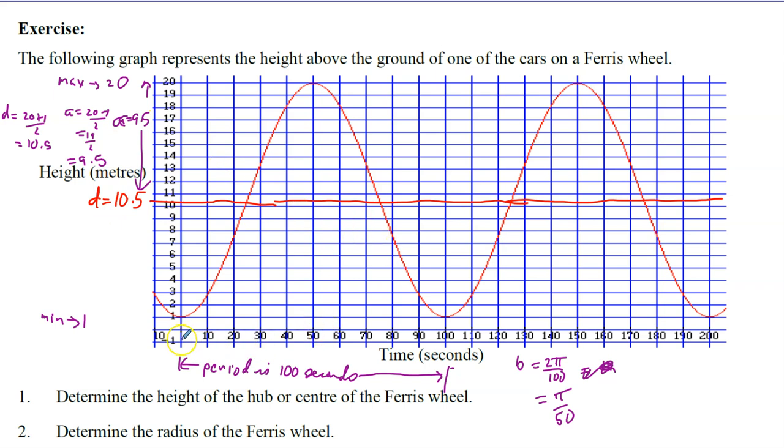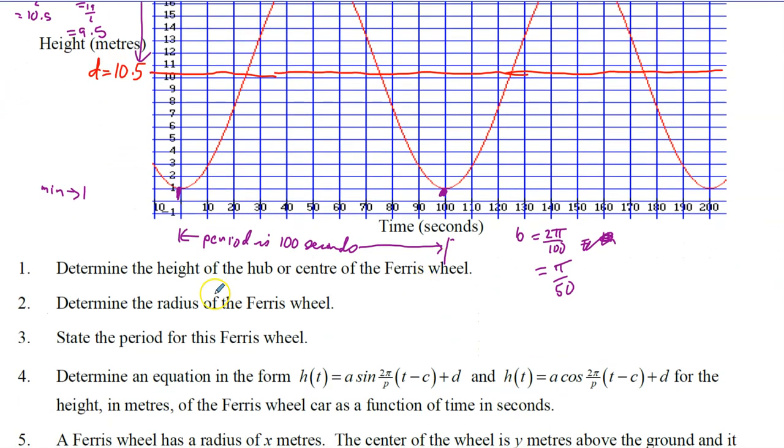The period is 100 seconds, so I'm just going from a minimum to a minimum. So basically from when the ride left the ground, if you were the last one on it, it started actually moving, to when you return 100 seconds later, almost 2 minutes. All right, let's start to answer some questions then.